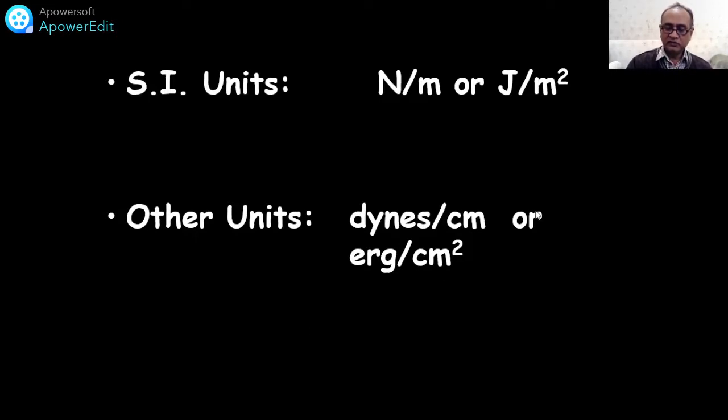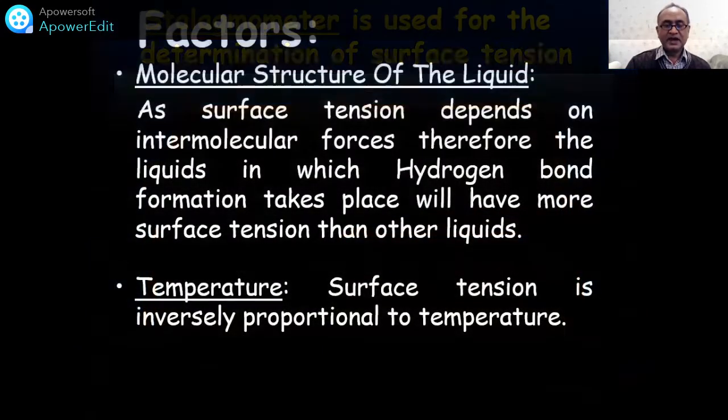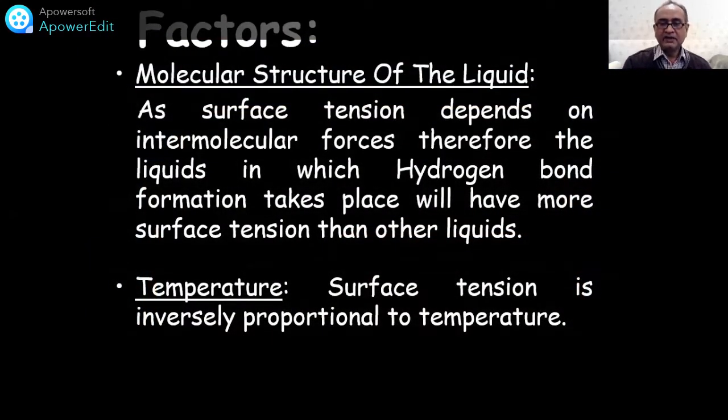Which instrument do we use to find out the surface tension? This is the instrument which is known as stalagmometer. Stalagmometer. How can you find viscosity? By viscometer. How can you find surface tension? By stalagmometer.